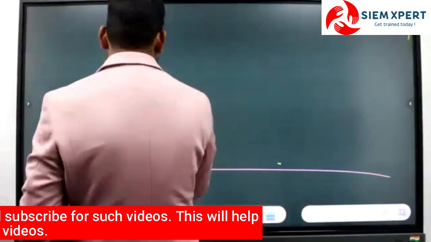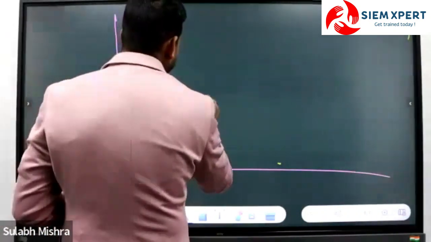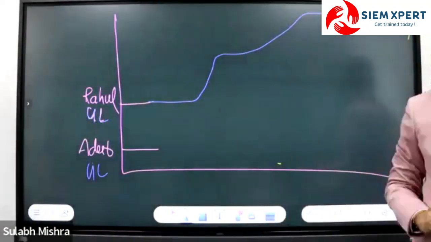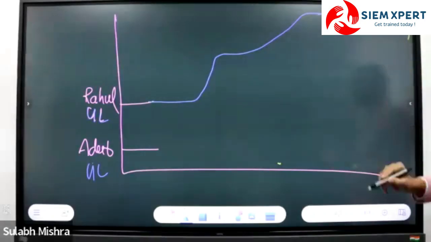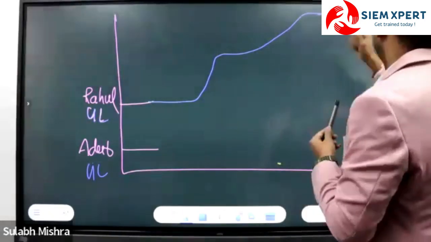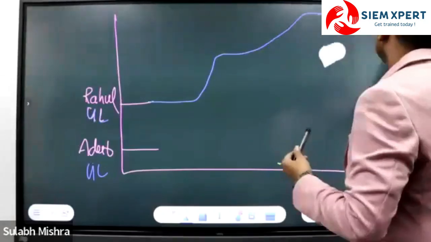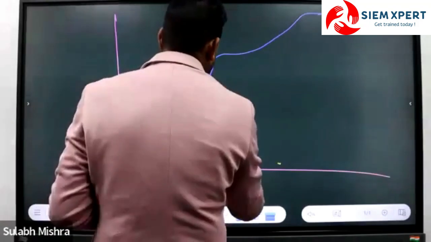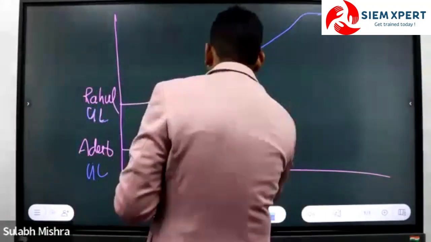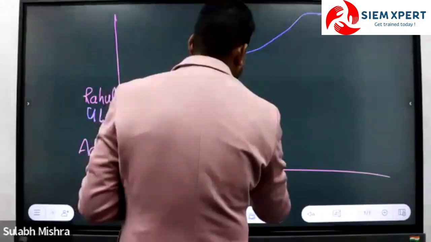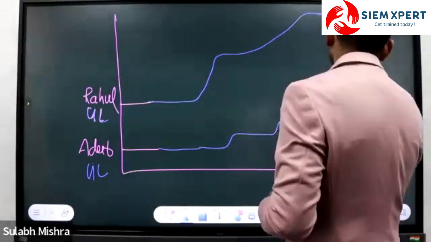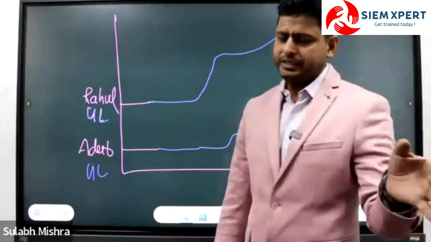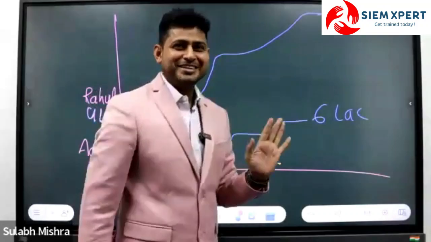In a couple of years, Rahul's package increased exponentially. In 3 years, his package became 20 lakhs. And Adib's package? No, it did not increase exponentially. His package was 6 lakhs. I just use the names, don't take it personally. I use the names only.